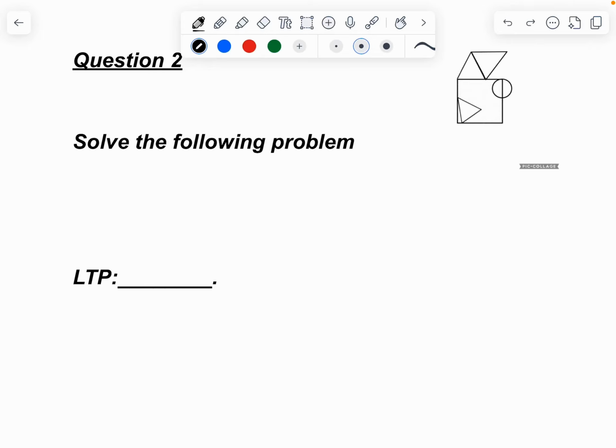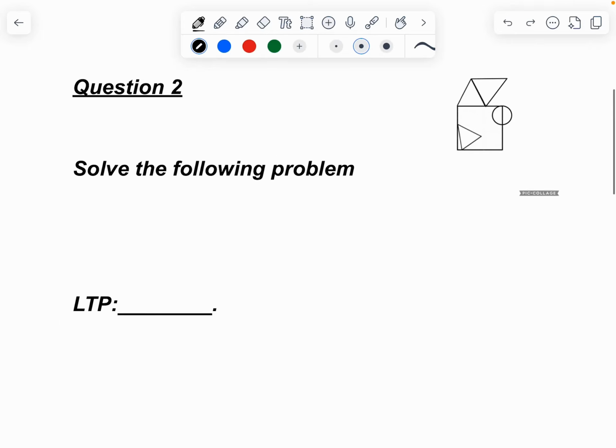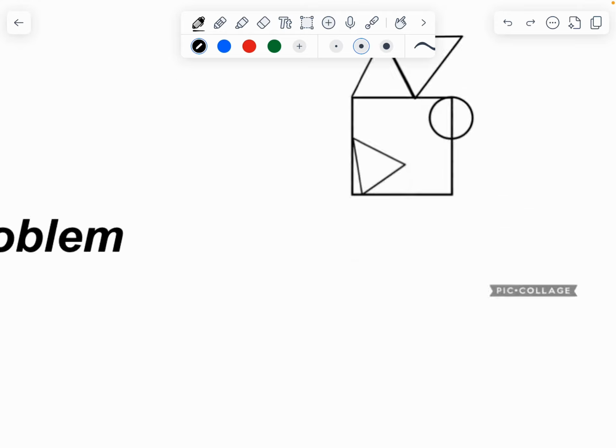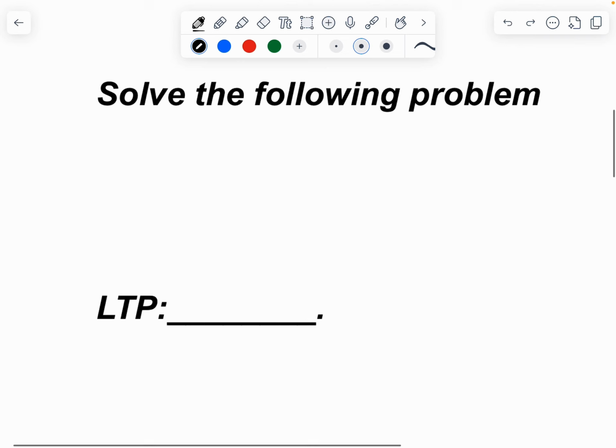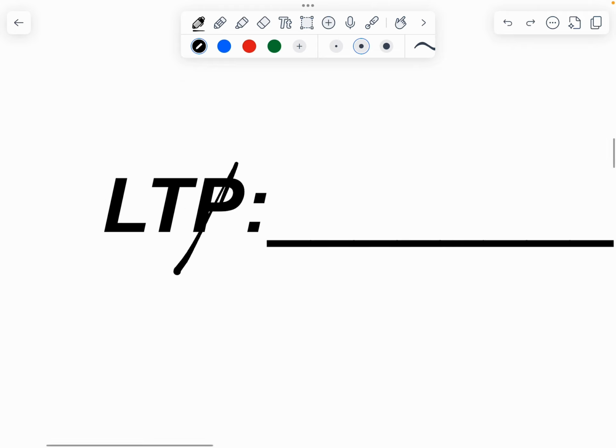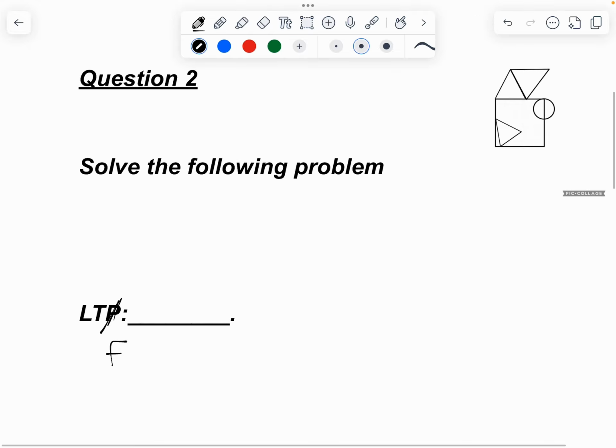All right, so on to the next problem. So question 2, solve the following problem. So this is the problem, and we're gonna find out the LTP. Now LTP, or I think they meant to say LTF. So let me correct them real quick over here. So it's gonna be LTF, which is short for the low taper fade.